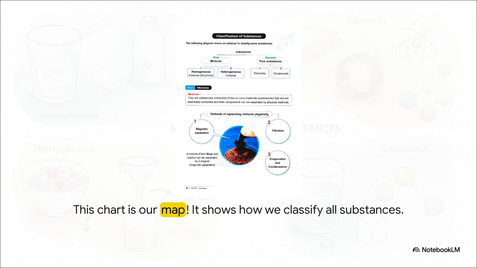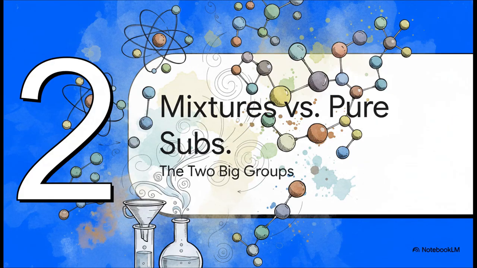Okay, let's jump right in. This chart right here is going to be our guide for this whole explainer. Think of it like a family tree for, well, everything. It shows us how all substances can be split into two main groups. Let's find out what they are. So our map shows us the two big groups are mixtures and pure substances. Literally, everything in the world falls into one of these two categories.